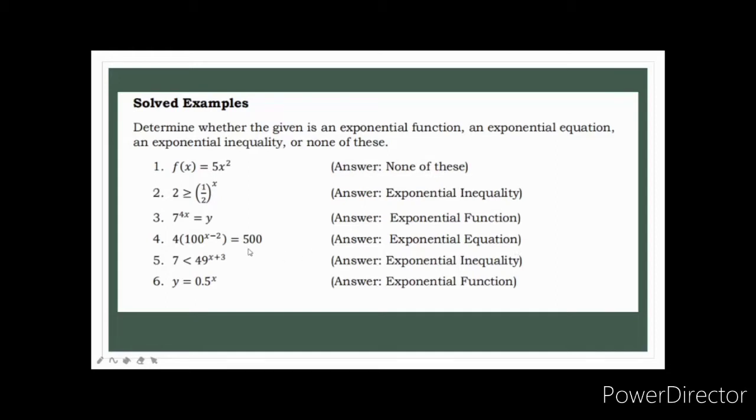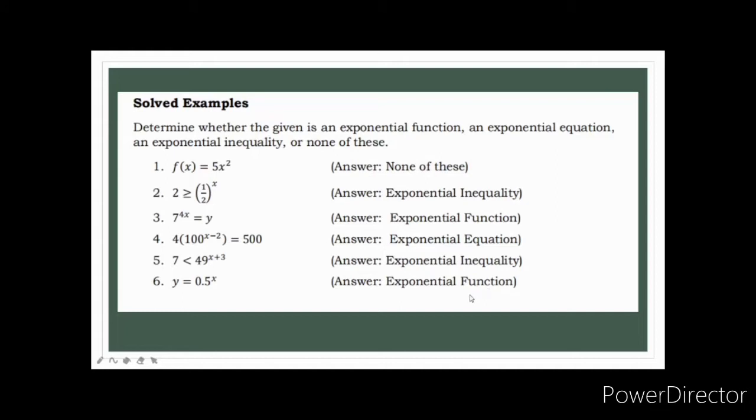Number 5, 7 is less than 49 raised to x plus 3. This is an exponential inequality because of the inequality sign, less than. Number 6, y is equal to 0.5 raised to x. This is an exponential function.